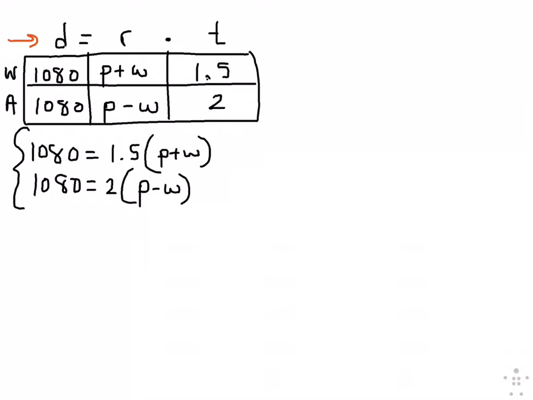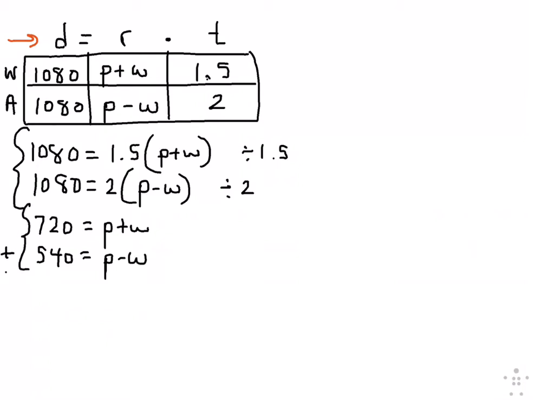So for the top one, we could distribute the 1.5 into the parentheses, but I think it's easier to divide it out. So I'm going to divide both sides of the top equation by 1.5. So 1,080 divided by 1.5 is 720 equals P plus W. And then the second equation, I'm going to divide both sides by 2, right? So 1,080 divided by 2 is 540 equals P minus W.